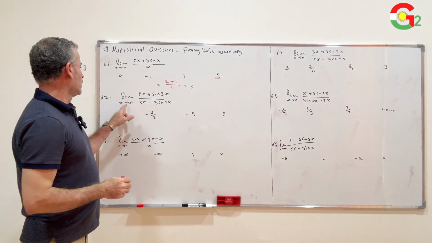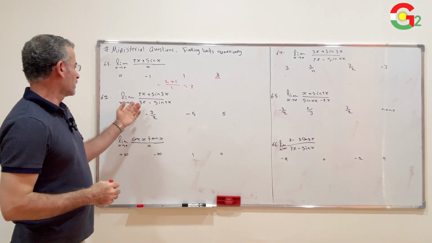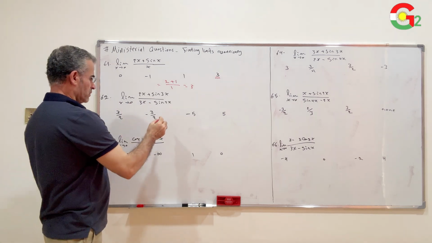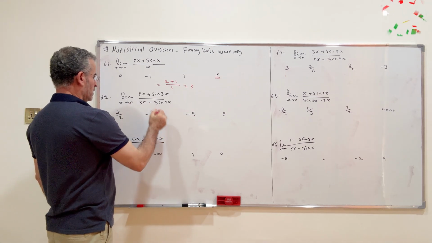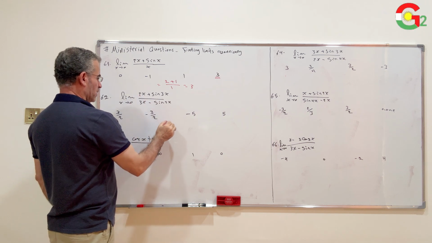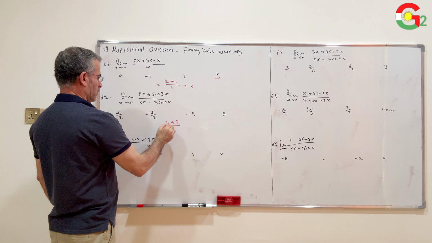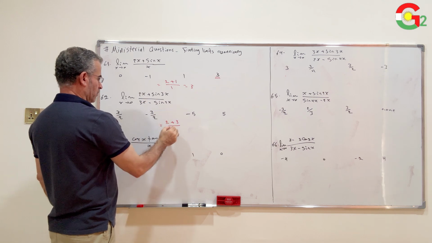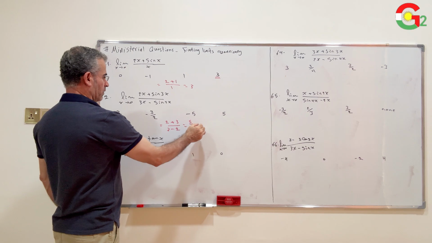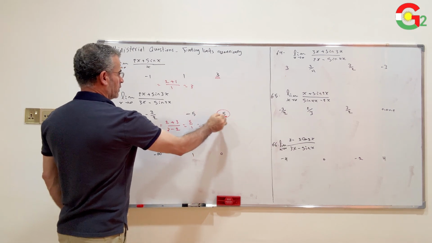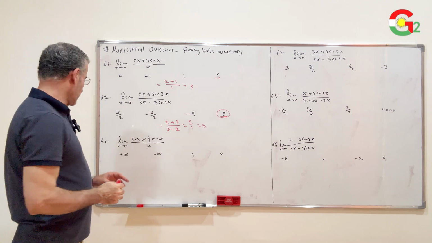62. Limit as x approaches 0 of 2x plus sine 3x over 3x minus sine 2x. Also apply the rules of trigonometric functions. This limit will be the coefficient of x here plus the coefficient of x inside the sine, over 3 minus 2, equal to 5 over 1, equal to 5. Choice D. Question number 63.